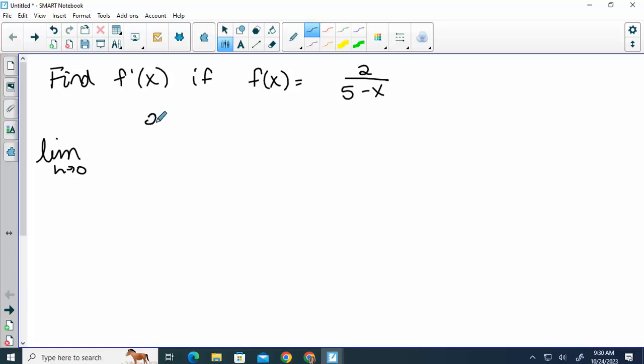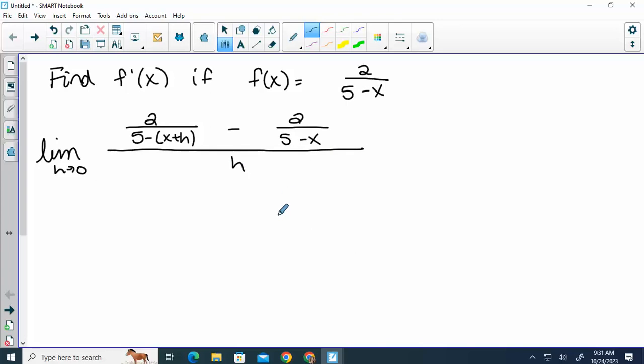Right, f of x plus h minus f of x all over h. Okay, would you guys be okay if I went ahead and changed that denominator to 5 minus x minus h? Just going to save myself a little bit of writing. Go ahead and distribute that negative. So then what do we have to do?